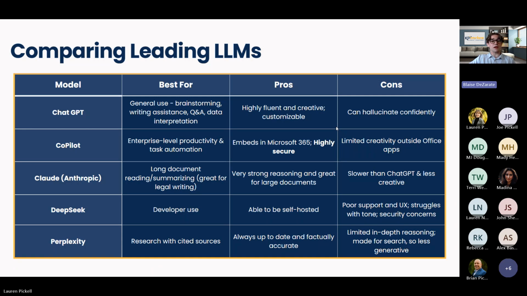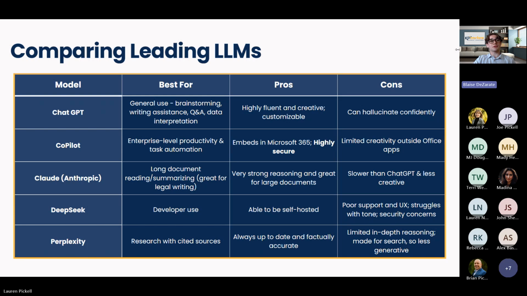Next one, which a lot of people may be familiar with, is Copilot. Copilot is great for enterprise-level productivity and task automation. It's highly secure, but with that, there is limited creativity outside of those 365 apps that you use every day. It's for people who already work in a 365 environment who want seamless AI assistance without leaving those day-to-day apps.